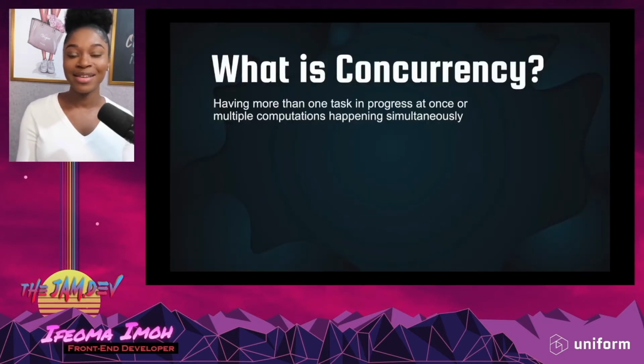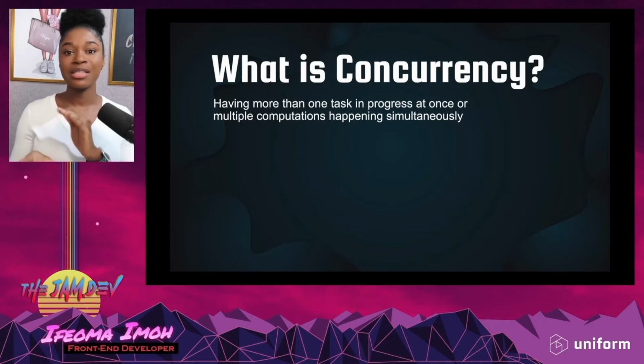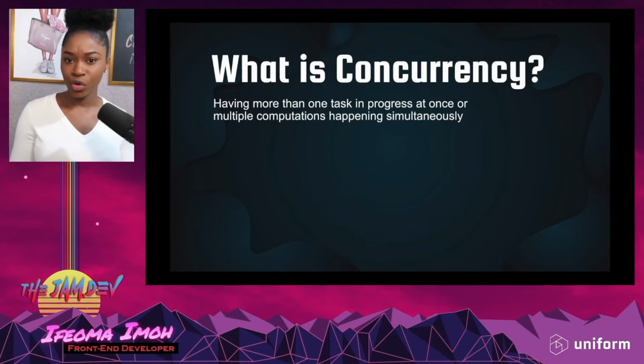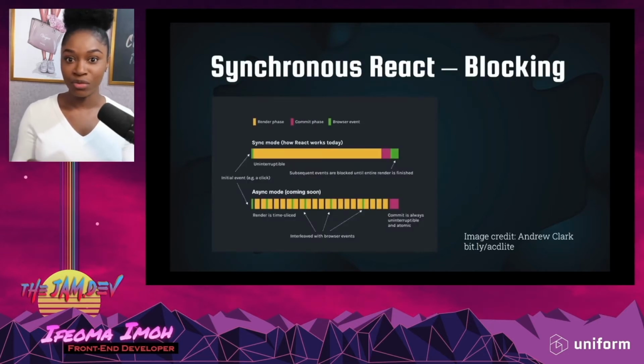But first, what is concurrency? So concurrency refers to having more than one task in progress at once or multiple computations happening simultaneously. And it doesn't necessarily mean, for example, if there are two tasks, that they started at the same time, but concurrent tasks can overlap. Now, since JavaScript is synchronous and single-threaded, it can only do one thing at a time, right? So it executes on a single thread, and a current task running prevents the next one from running.